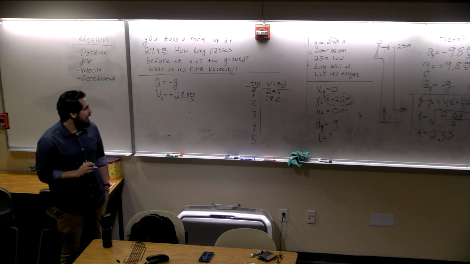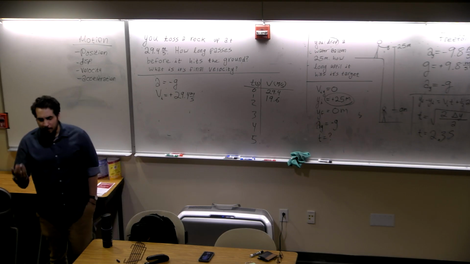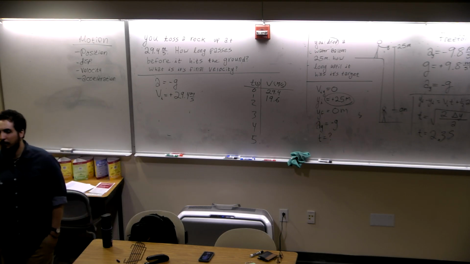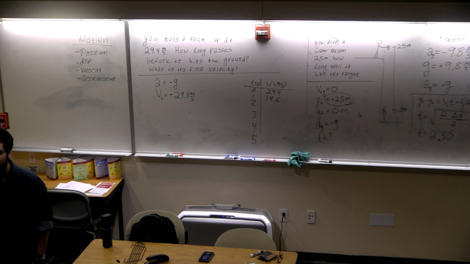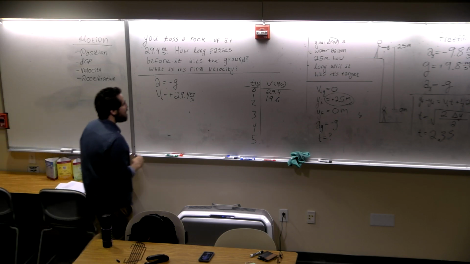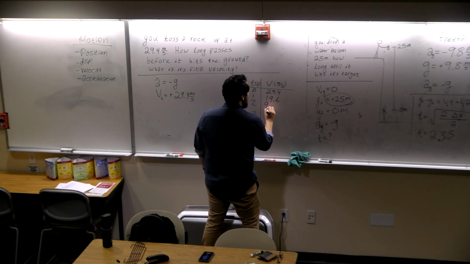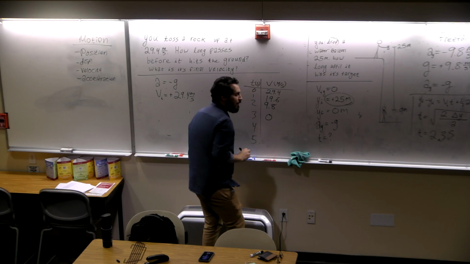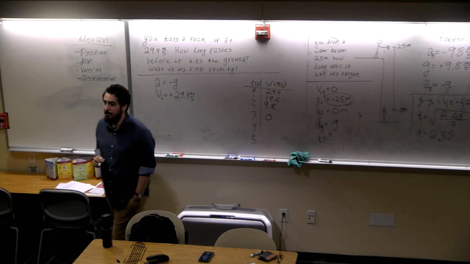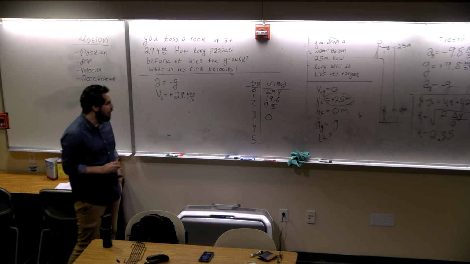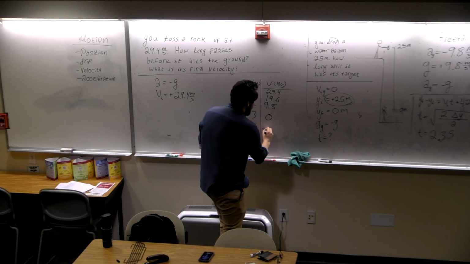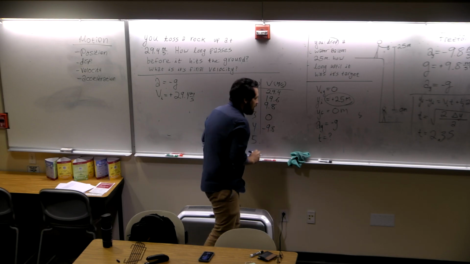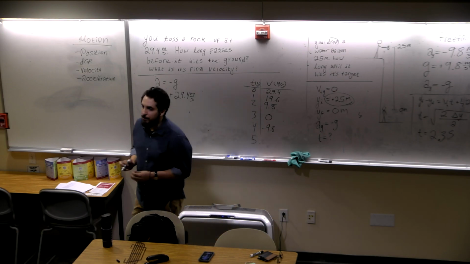All right, then we look at 2 seconds. Subtract off another 9.8. What do we get when we subtract off another 9.8? We get 9.8. And then at 3 seconds, we subtract off another 9.8. We get to 0. And then at the 4th second, we subtract off another 9.8. But what's important here is that you're not at 0 when you hit the ground.